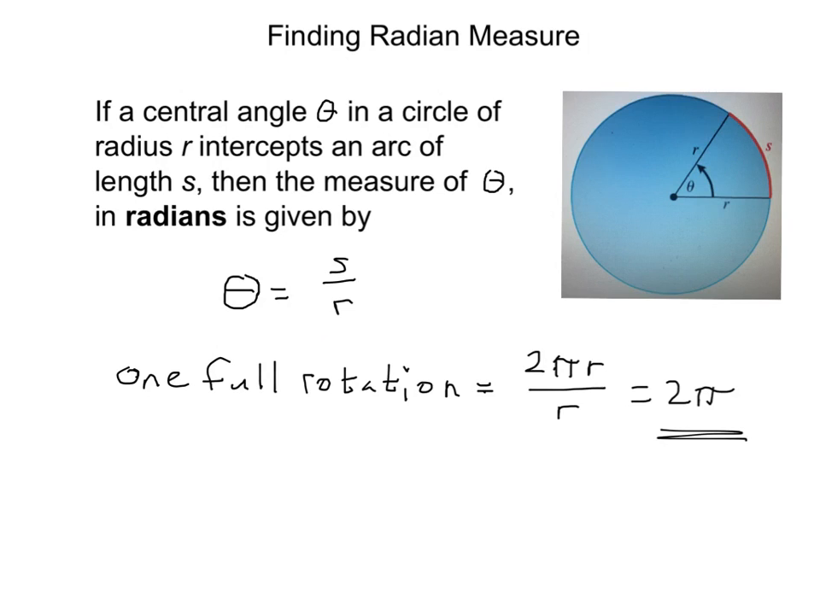The other thing you have to realize on this, we know 1 time around the circle is 360 degrees. For 1 full revolution, the arc length is just going to be the circumference. So s would be 2 pi r over r. When you reduce that, you find that 1 full revolution is equal to 2 pi radians.